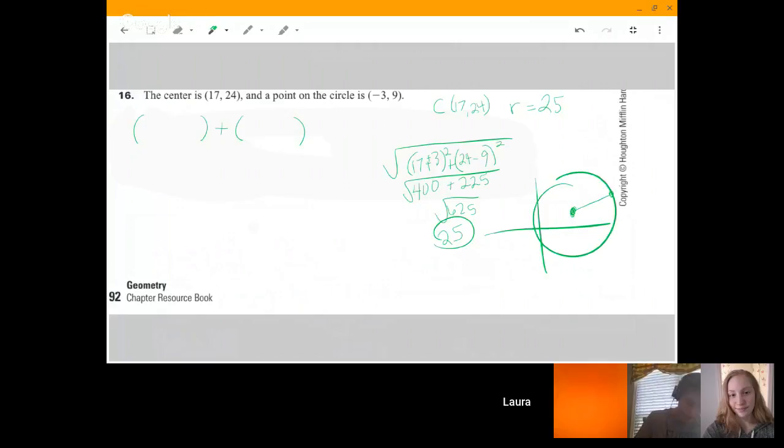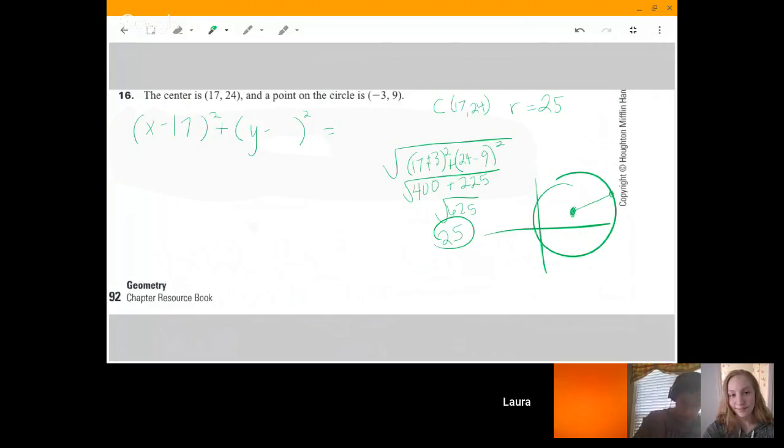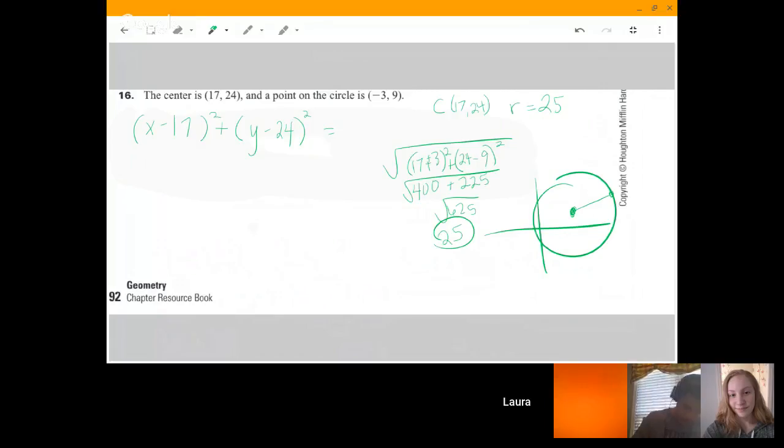Then you put it in the formula. x minus 17 squared plus y minus 24 squared equals... Wait a minute, that would just be 625 again, right? You're right. So many roots.